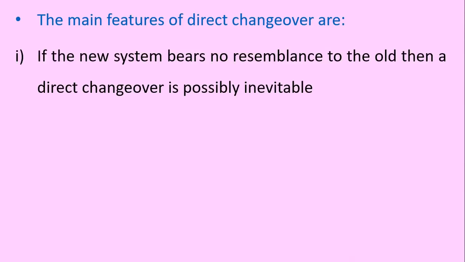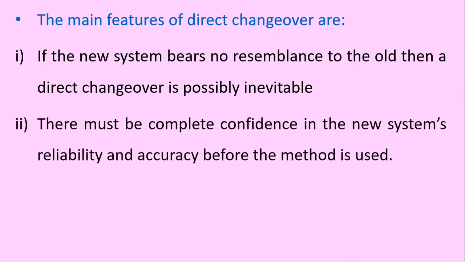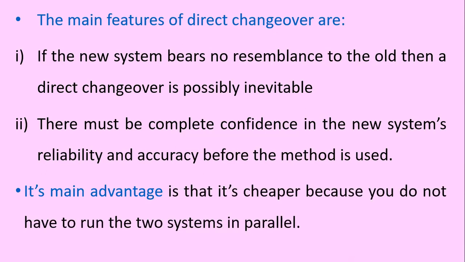The main features of direct changeover include, number 1, if the new system bears no resemblance to the old system, then a direct changeover is possibly inevitable. Number 2, there must be complete confidence in the new system's reliability and accuracy before the method is used. Its main advantage is that it's cheaper because you do not have to run the 2 systems in parallel.